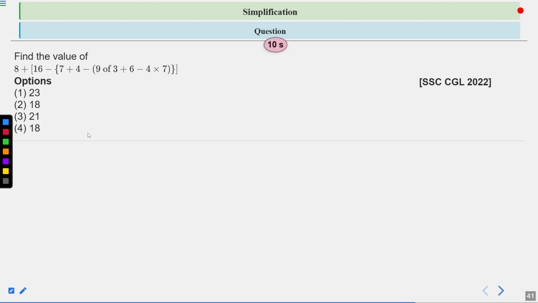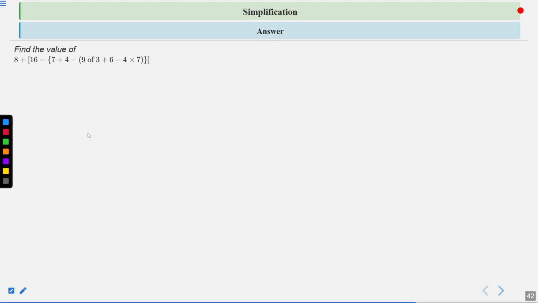Now you have 10 seconds to analyze the question. Your time starts now. Now time's up. Let's see the solution of this question. So this question is just a simplification question. By using the BODMAS rule, we can simplify it and we get our answer. So the correct answer of this question is the second one, which is 18. Now see the detailed solution using concept 3.3 in this question.